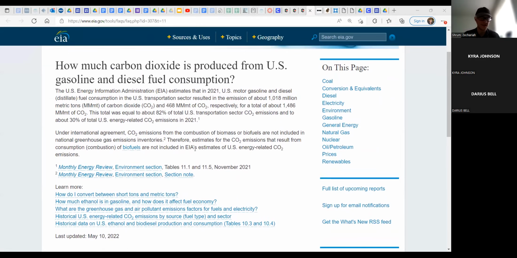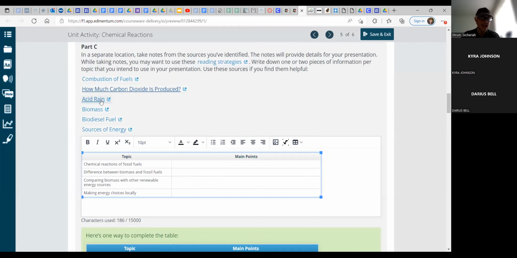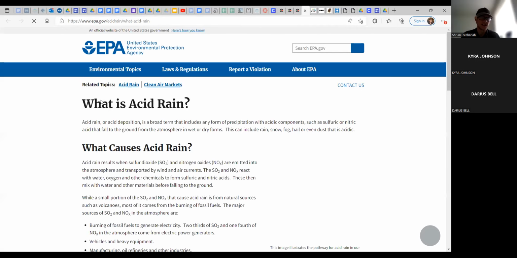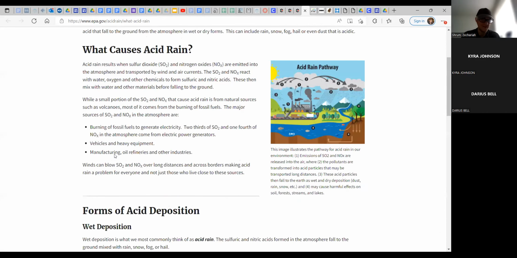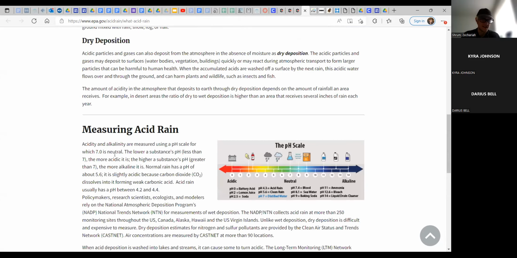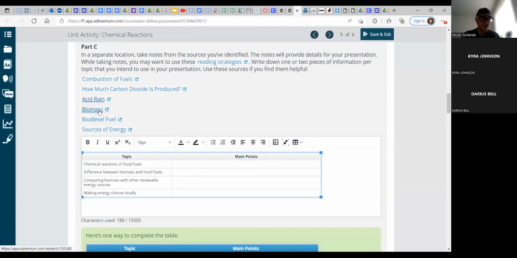Oops, let's get that out of the way. Acid rain. What is acid rain? And what causes acid rain from the EPA? How is it measured? So on and so forth. Biomass.